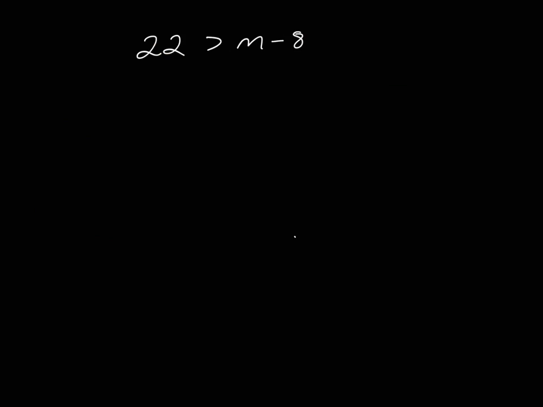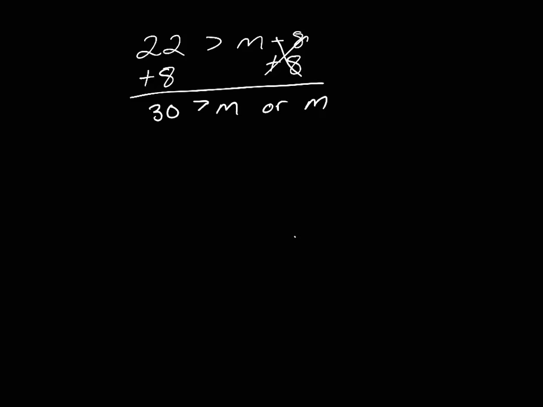Let's go back and revisit for a moment one of the examples that we just covered. We had 22 is greater than m minus 8. And we did a good job at solving this. We added 8, if you remember. Got 30 is greater than m. And then we switched it around so that m was less than 30.